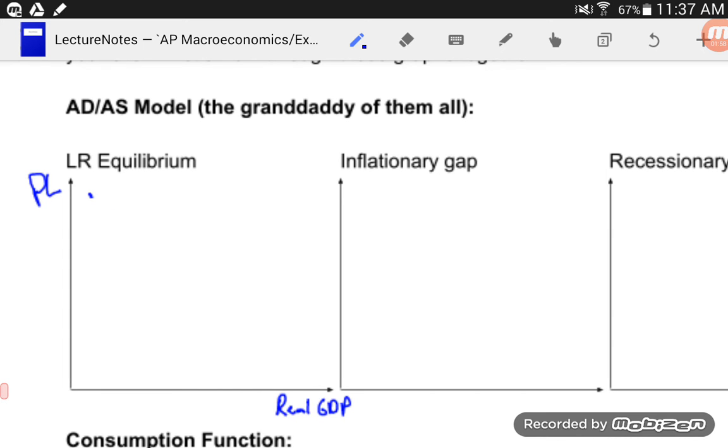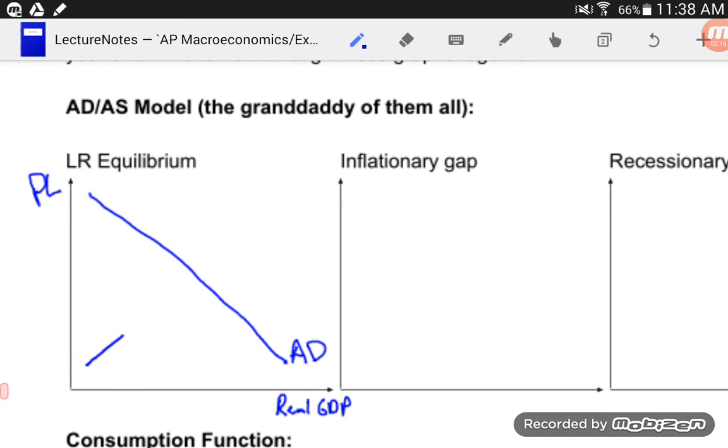Second, then, that we need to draw on here, of course, is our demand curve. It's sloping downward. At high price levels, people don't buy a lot of stuff. At low price levels, people want to buy a lot of stuff. And so we have our aggregate demand, because it's the demand of all goods and services, so it's that aggregate demand.